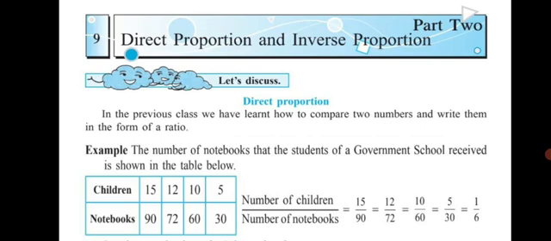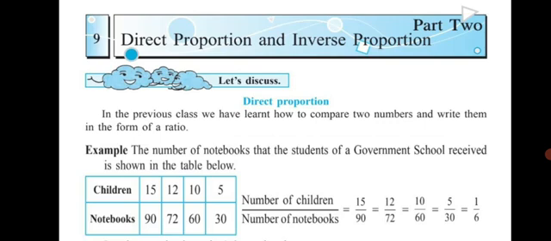If we write it in the form of ratio, you will write number of children upon number of notebooks, which is equal to 15 upon 90, 12 upon 72, 10 upon 60, 5 upon 30. Now, if we reduce these ratios, we will get the answer as 1 upon 6. That's why they are shown as equal, because each ratio comes down to 1 upon 6.